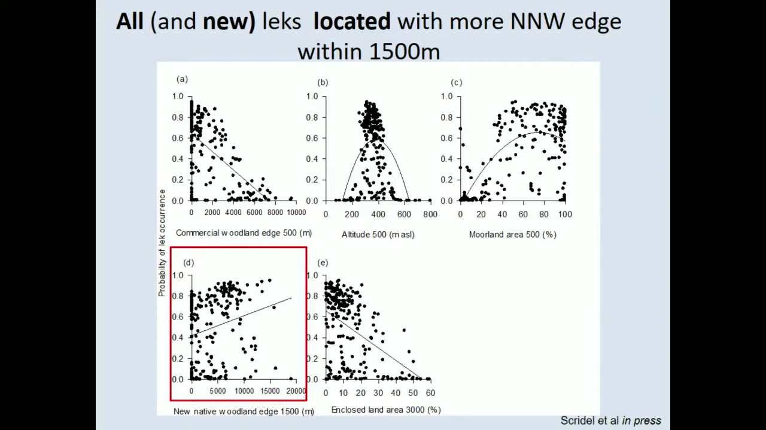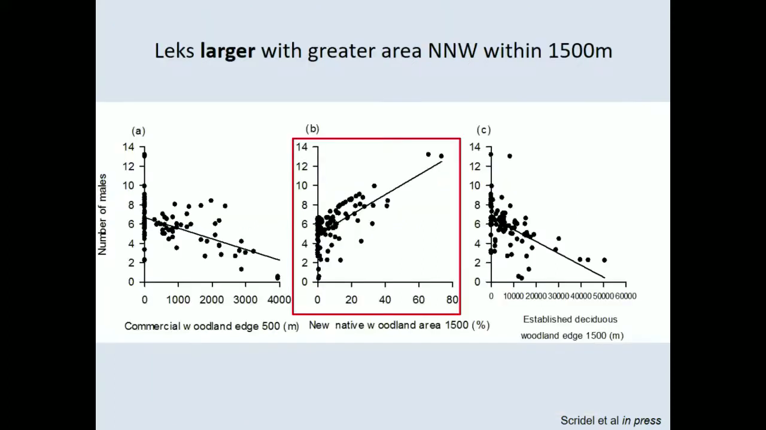So firstly, in terms of lek location, we found that leks were more likely to be located where there was a greater amount of new native woodland edge habitat within this 1,500 metre radius of leks. And this applied both to all leks within the study area and also just a subset of those which we knew had been newly created within the most recent years of the increase phase. And then secondly, we found that leks were larger where there was a greater area of this new native woodland also within a 1,500 metre radius.